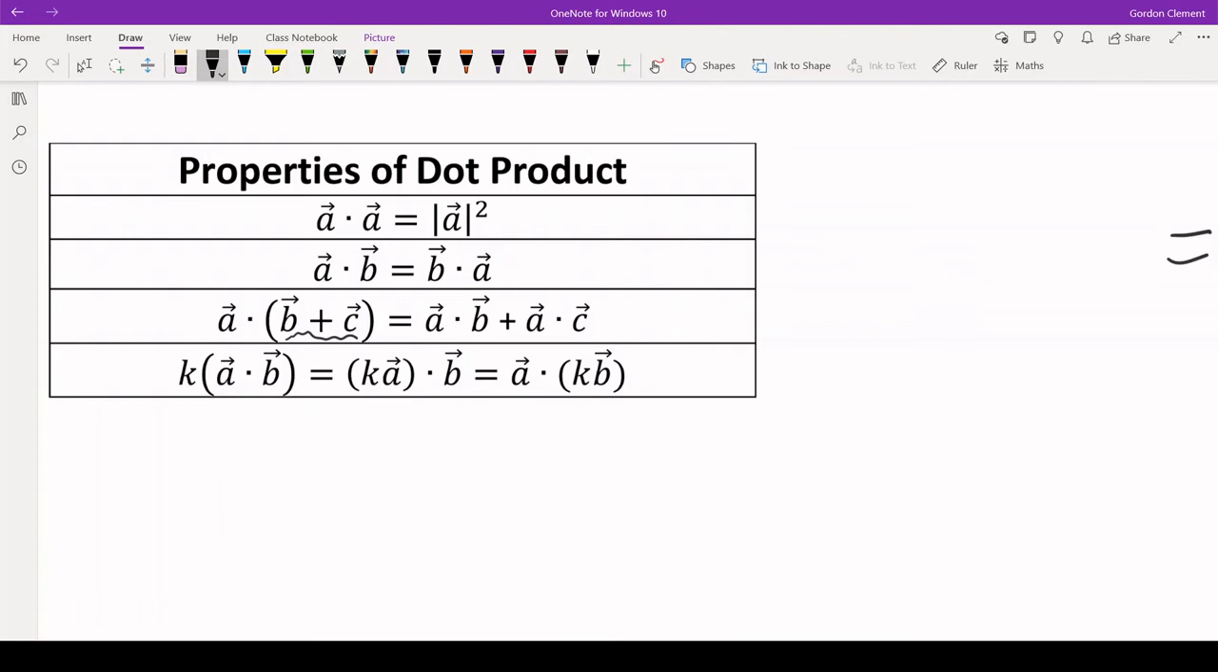This one's just showing if you have a constant multiplied by the answer. So this is just regular multiplication on the left side, a number times a number. You'll get the same answer if you multiply that constant into either one of the starting vectors and then dotting it. So not to both, just to one of them.